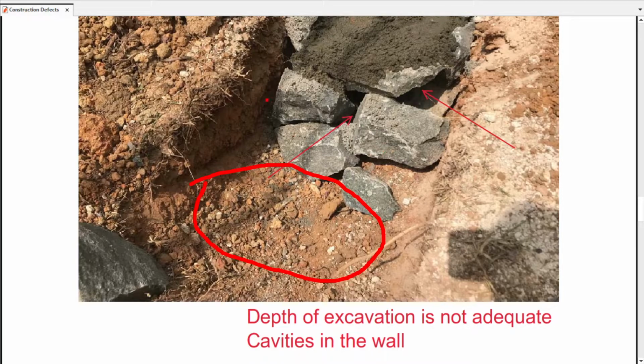And also you can see the depth of the foundation. It's not adequate because they are doing the construction on the top soil. It's not good. There may be some roots and organic soil. With time, this soil will deteriorate. With that, there may be settlements in the foundations. Therefore, we have to do the construction properly according to the structural drawings, and you also have to follow the general construction norms during the construction.